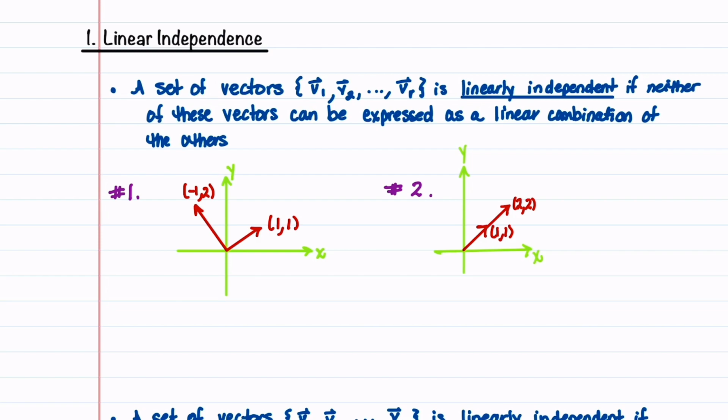A set of vectors is linearly independent if neither of these vectors can be expressed as a linear combination of the others. Let's try to first understand this from a graphical perspective. Our first picture shows 2 vectors that are linearly independent. Let's label these vectors v1 and v2. And we'll mark down that they are linearly independent.